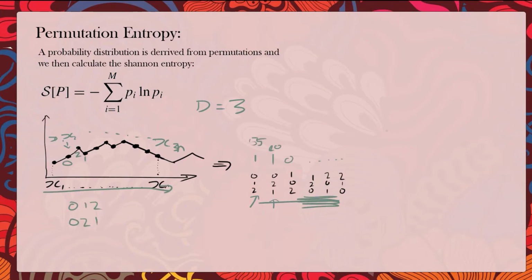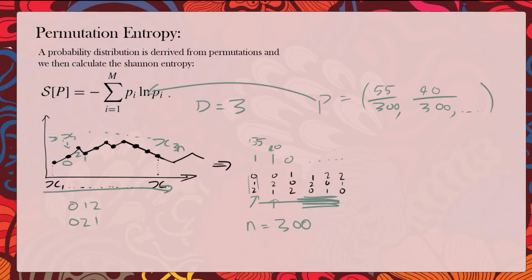To then actually create a probability distribution of permutations, we first count the total number of observations that we have. So let's say we have 300. And then for each permutation, the first distribution, for example, would be 55 over 300. And that's the probability of the first permutation happening. Probability of the second permutation occurring is 40 by 300. And we do that for all points. And then that gives us a probability distribution that we can then put into Shannon's entropy calculation.